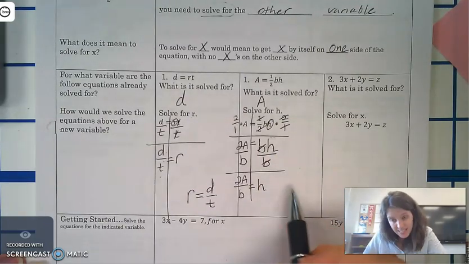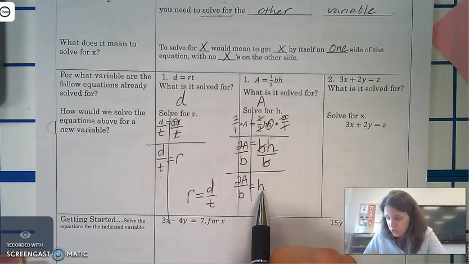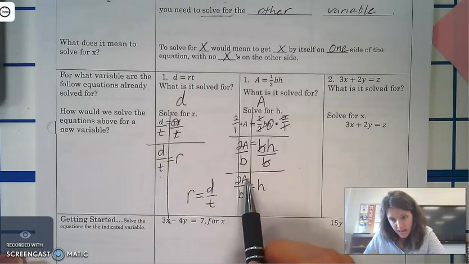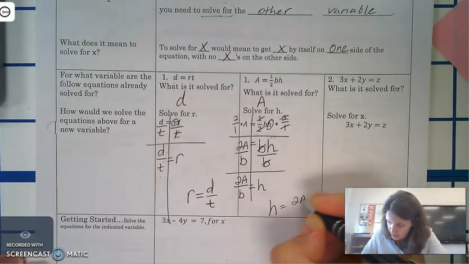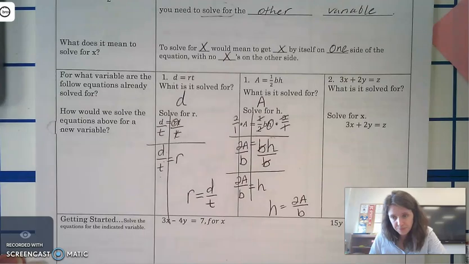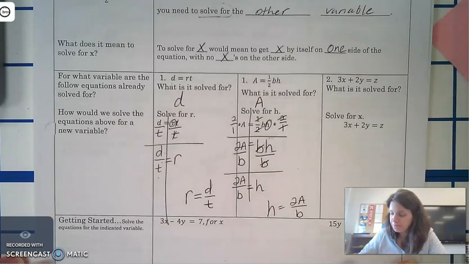So I know that the height, or the H, is equal to 2 times the area, or the A, divided by the B, or the base. So height is equal to 2 times the area divided by the base. H equals 2A over B. All right, one more example here.